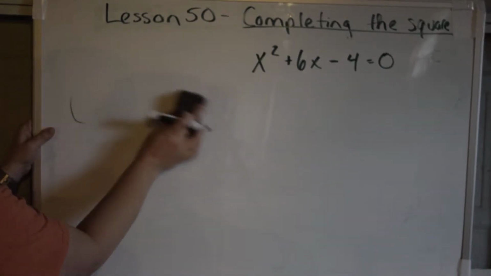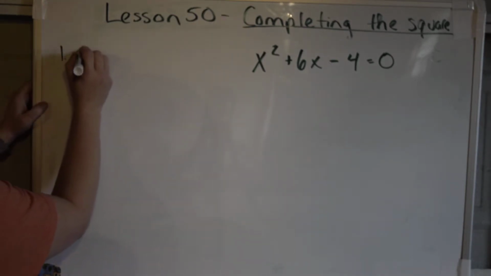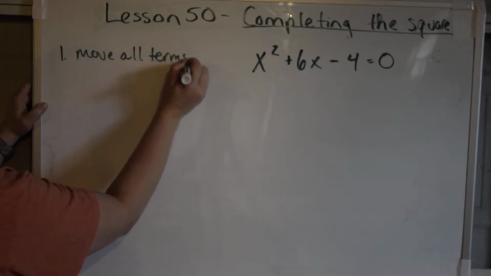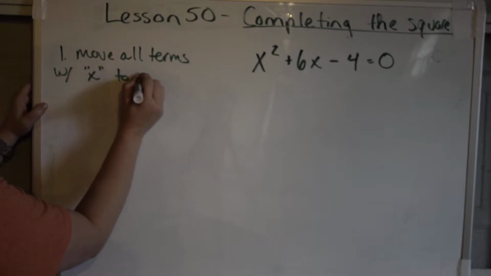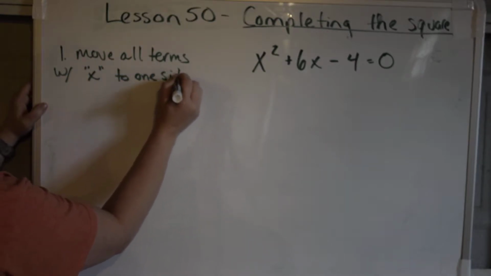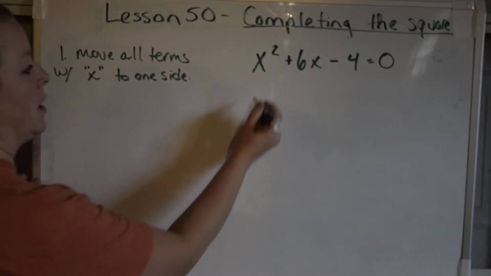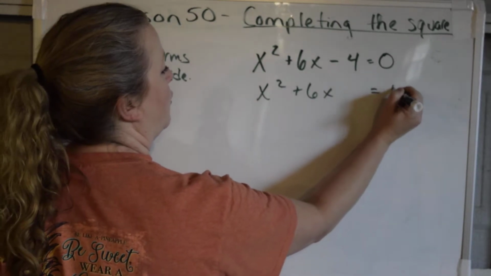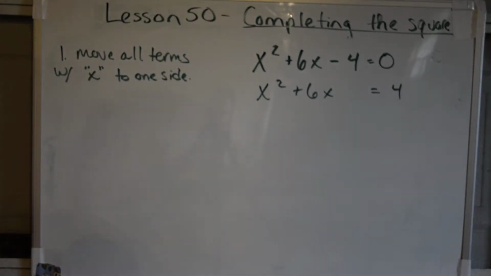Let's look at how to get a quadratic equation in that form. The first thing you want to do is to move all terms with an x to one side of the equation. So I need to move my 4 to the other side of the equation. X squared plus 6x is equal to 4. I left that space on purpose. We're about to put a number there.